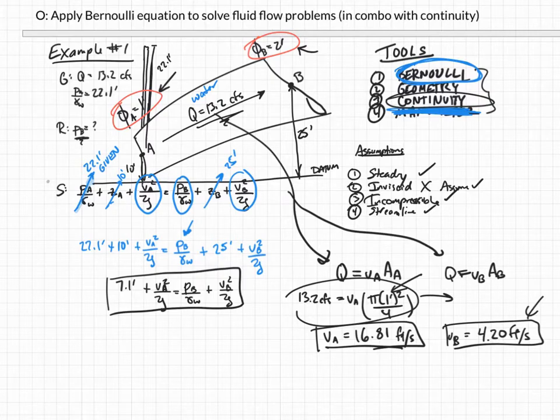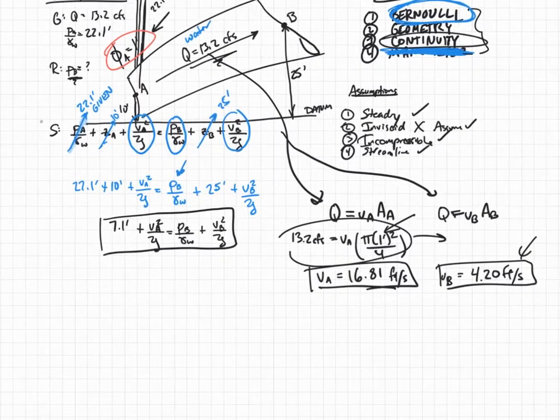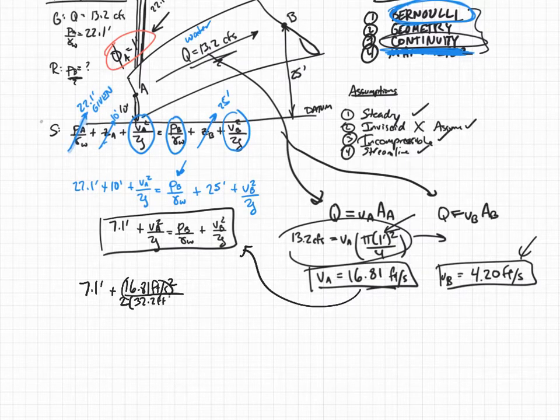Then we're going to take those two numbers and plug them back in over here. I'm going to get 7.1 feet plus VA, 16.81 feet per second squared over 2G. In this case, careful, G is 32.2 feet per second squared. We know that because we were working in the English system. Equals PB on gamma water plus VB, which is 4.20 feet per second squared over 2 times 32.2 feet per second squared. If we solve this, we get PB over the gamma of water as 11.2 feet.